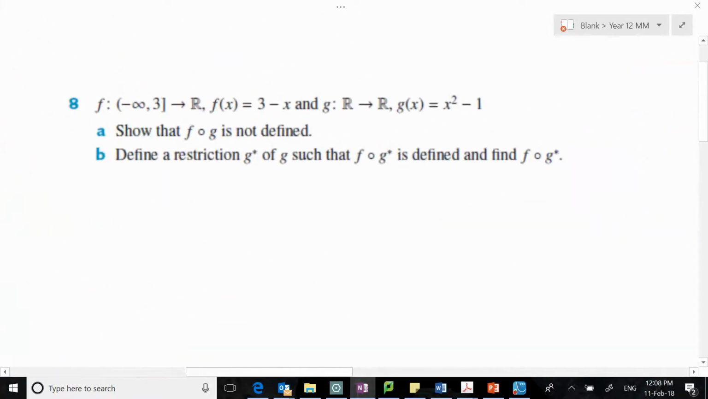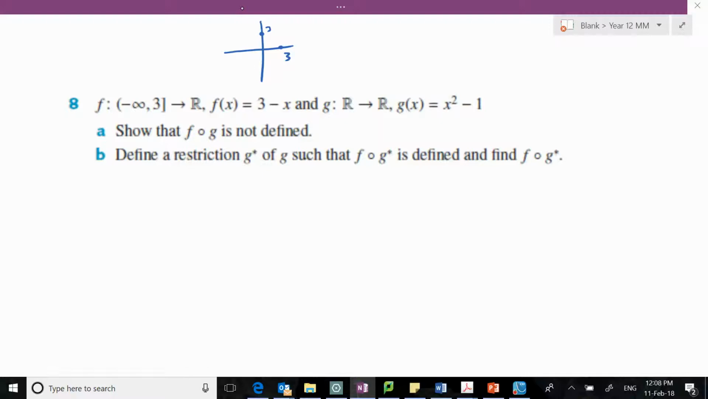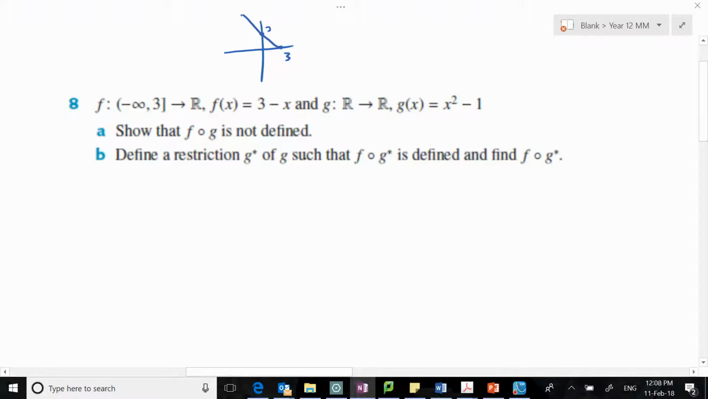Let's have a look at question 8. Okay, so now I've got a straight line. f of x is 3 minus x, and I've got g of x, another quadratic. Okay, cool. So right now, I've got negative x, it goes up to 3, and it goes negative infinity up until 3. Ooh, so the graph stops here. Okay, so that's for the f graph.